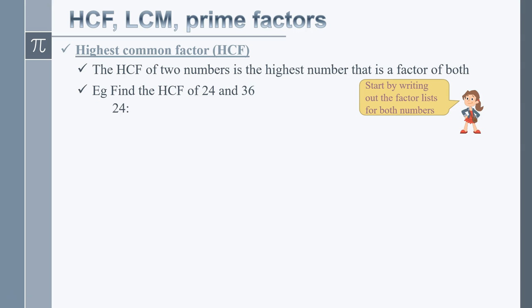So here we go, factors of 24. We've got 1 and 24, there's a pair. 2 and 12, 3 and 8, 4 and 6. 5 won't go, and then when we get to 6, we've already got 6 here, so we know we've got to the middle. So there's our complete list.